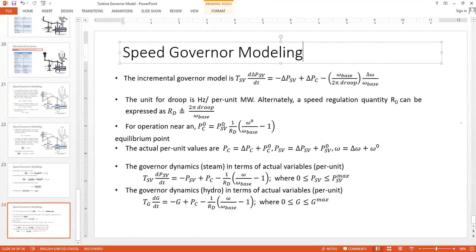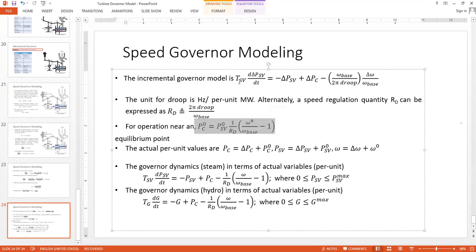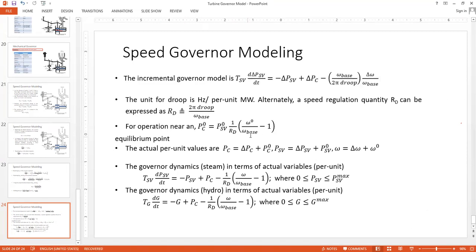Of course, this is a generalized expression. But if we put any specific value of PC, PSV, omega naught, then for that specific value, this incremental governor model will be valid. If we change the operating point, probably some of the values have to be updated.